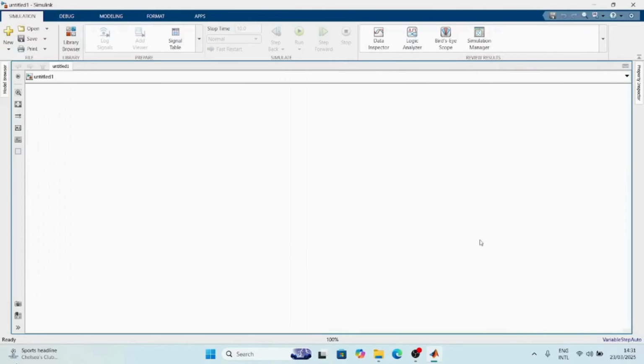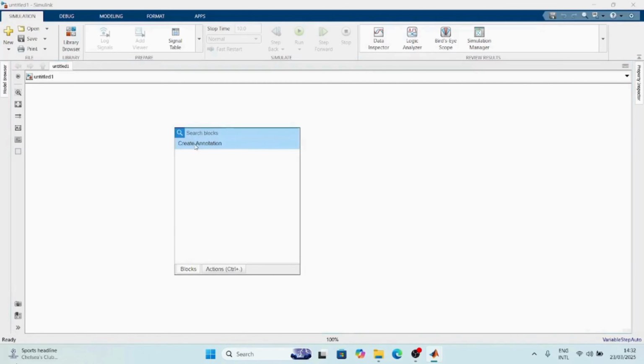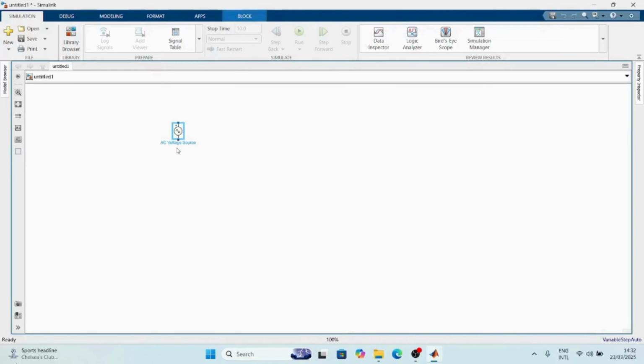What's up guys, in this video, I will show you the simulation of a half-wave uncontrolled rectifier with resistor and RL load using MATLAB Simulink. First off, I will insert the AC voltage source block. This provides the alternating voltage that needs to be rectified by the circuit.